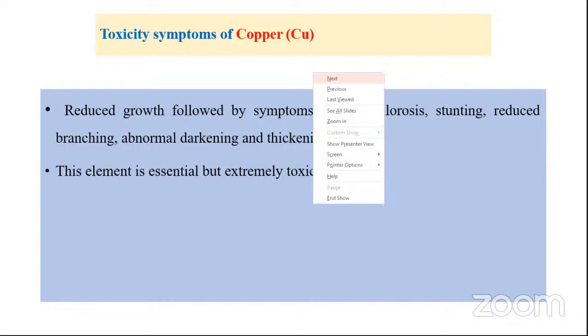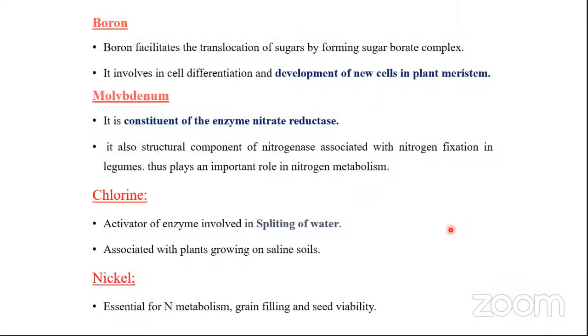Boron facilitates mostly sugar transport. It forms a sugar borate complex. It is involved in cell differentiation, development of new cells especially, and also in pollen germination and fruit set. Boron plays a major role in all these things. Molybdenum is a constituent of enzymatic nitrate reactions. Chlorine is an activator in splitting of the water molecule, as I mentioned previously. And nickel is essential for nitrogen metabolism, grain filling and seed viability.